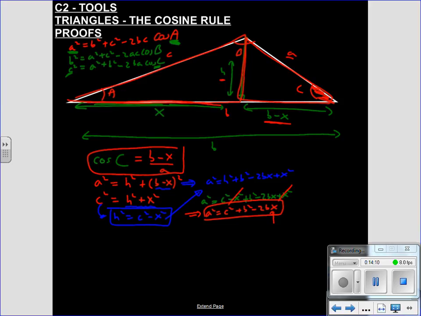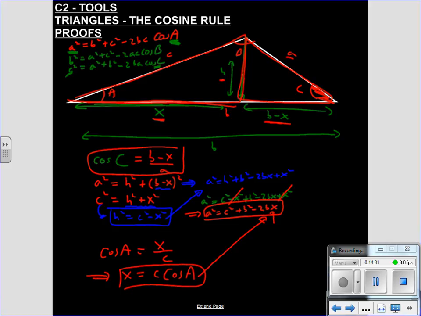What about this triangle here? We know that cos a is the same as the adjacent x over the hypotenuse c. So therefore, x, if you times everything by c, gives you x equals c cos a. This is exactly what we want. So if I shove that in there, I get a squared is c squared plus b squared, subtract 2bc cos a. Done. That's where the cosine rule comes from. Fantastic.